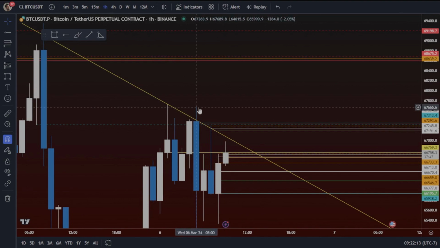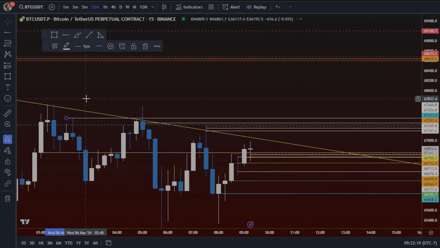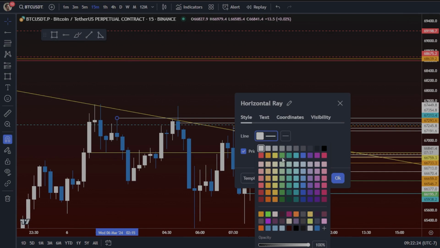Let's also see what this is here and this as well. So let's mark this one, start here. Not going to be anything bigger than a 4. Is it a 15? Can it be a 1 hour? It can be a 1 hour. So this is also another spot that I like.